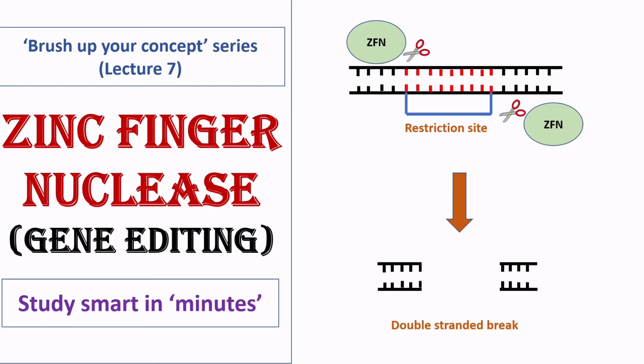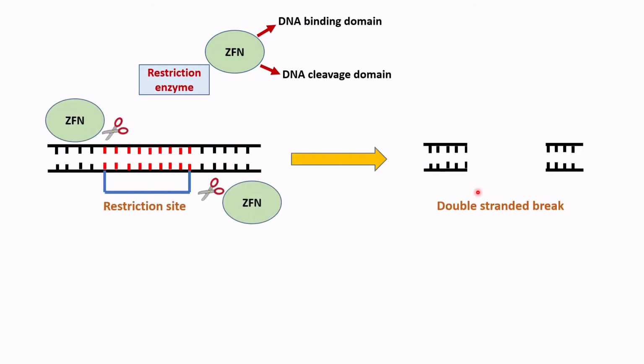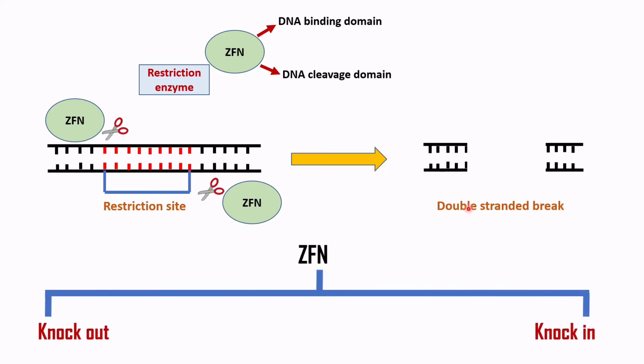Today we will talk about an important gene editing tool, Zinc Finger Nuclease or ZFN. Zinc Finger Nucleases are restriction enzymes that can cut specific DNA sequences. They have both a DNA binding domain and a DNA cleavage domain, and they cleave the target site in DNA. The mechanism is very similar to TALEN. Using ZFN, you can either knock in or knock out your gene of interest.